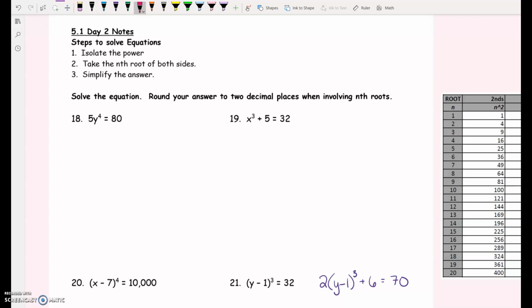Okay, so number 18, 5y to the fourth equals 80. We need to isolate the powers. We need to get y to the fourth by itself. We would do that by dividing by 5. That would give us y to the fourth equals 16. To undo an exponent of y to the fourth, we would take a fourth root. So you want to use the radical with the index that matches the exponent. Now, just like when we solved square root equations, if your index is even, you need to put a plus minus symbol in front of your result.